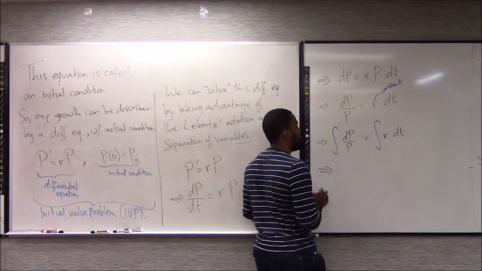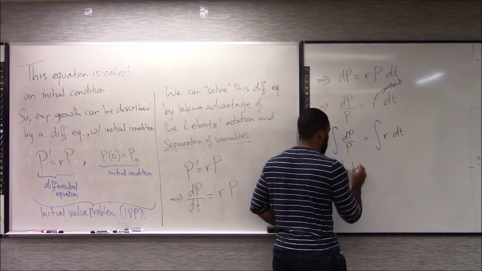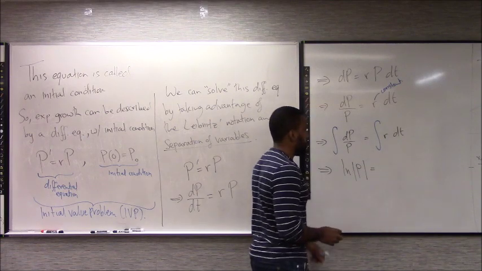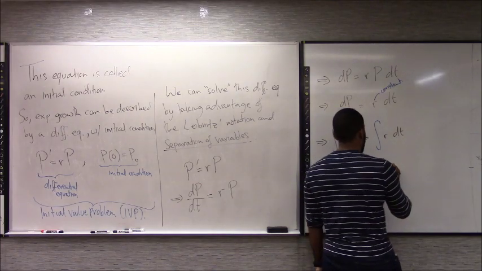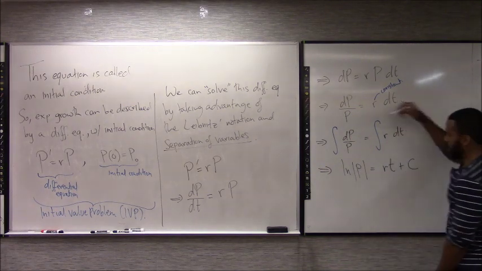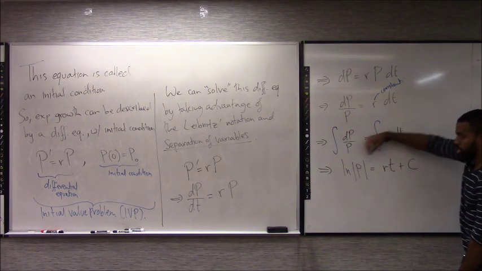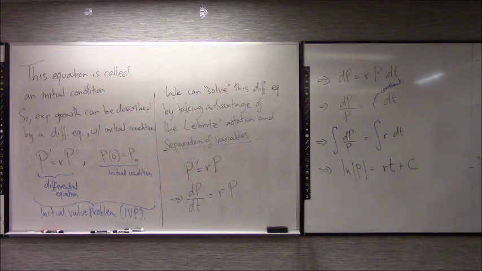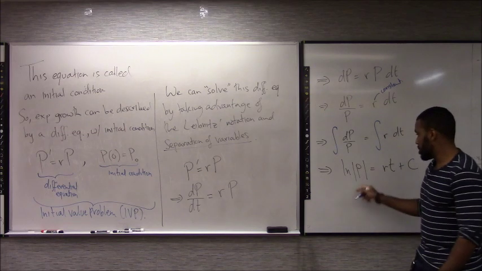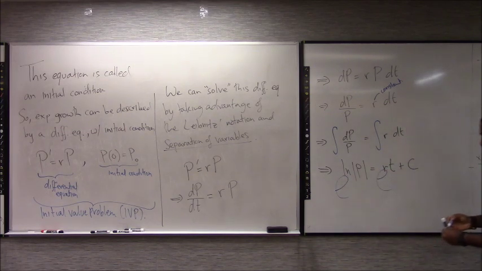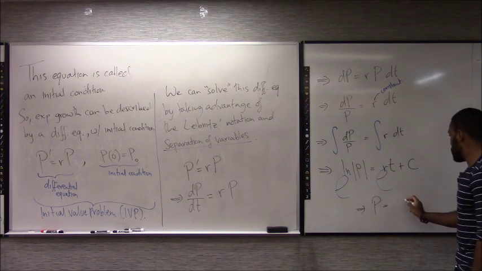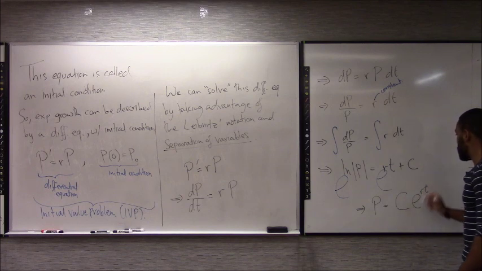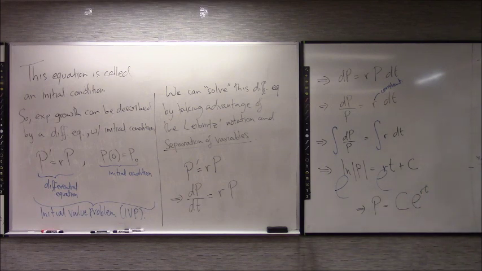What's the integral of dP over P? ln of P, ln of absolute value of P. And the integral of r dt? rt plus a constant. Now, yes, you get a constant over here, but by convention, we'll just bring all the constants to one side, the right side conventionally, and just put a plus C on one side. Next, what we can do to solve for the P, we can exponentiate both sides, then we would be able to say that our P is equal to C e to the rt. Now, why can I say that?